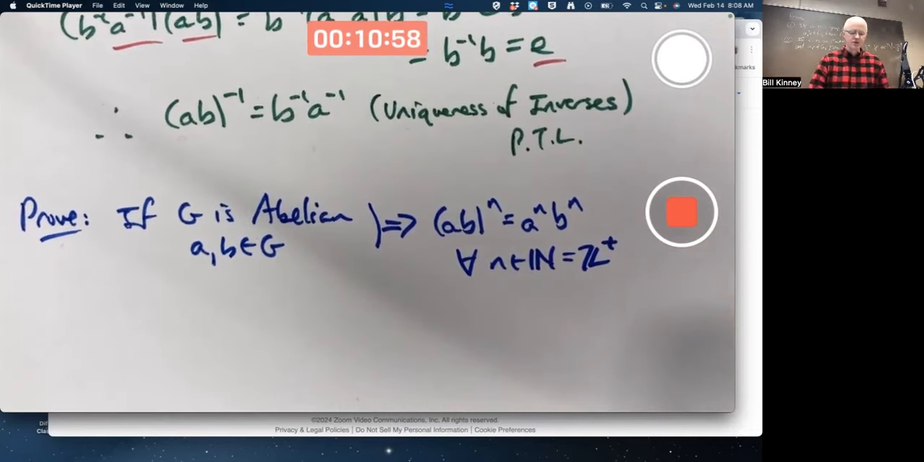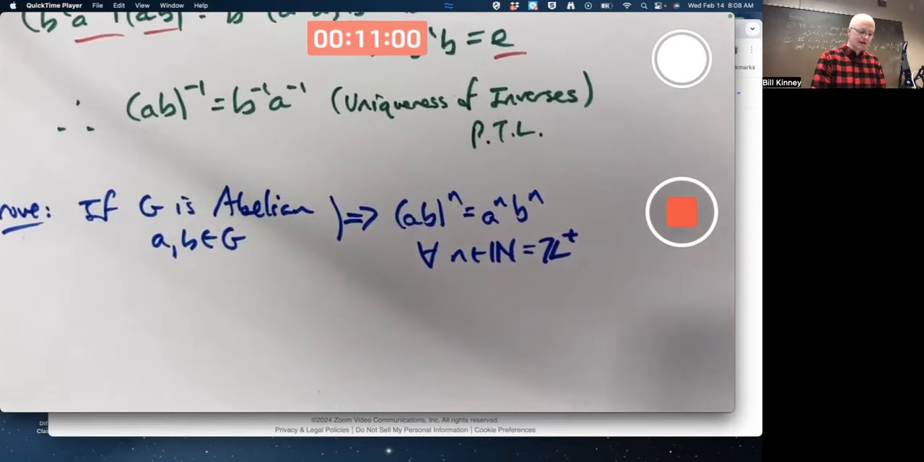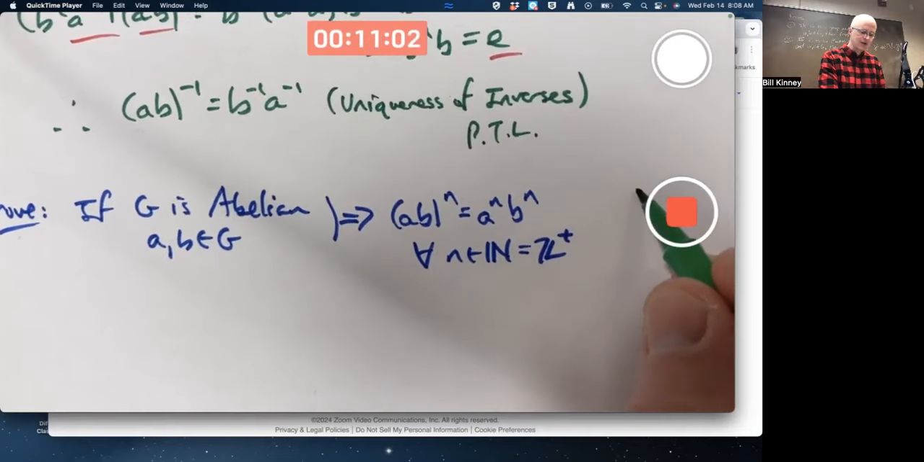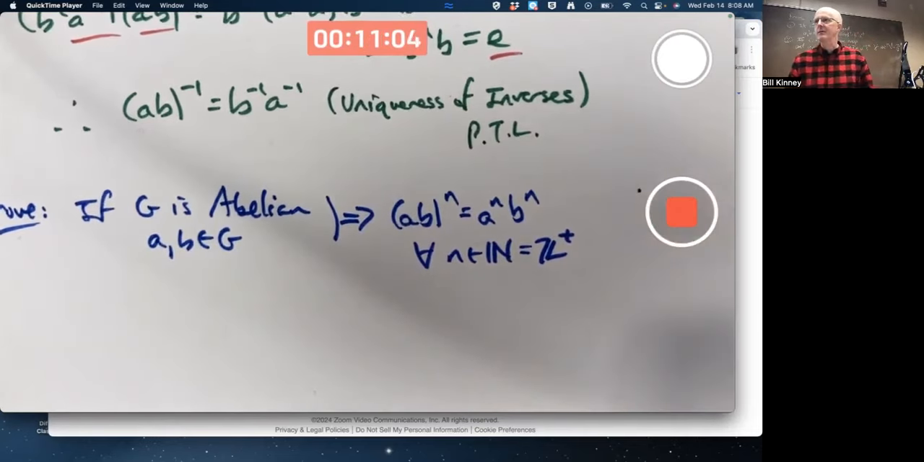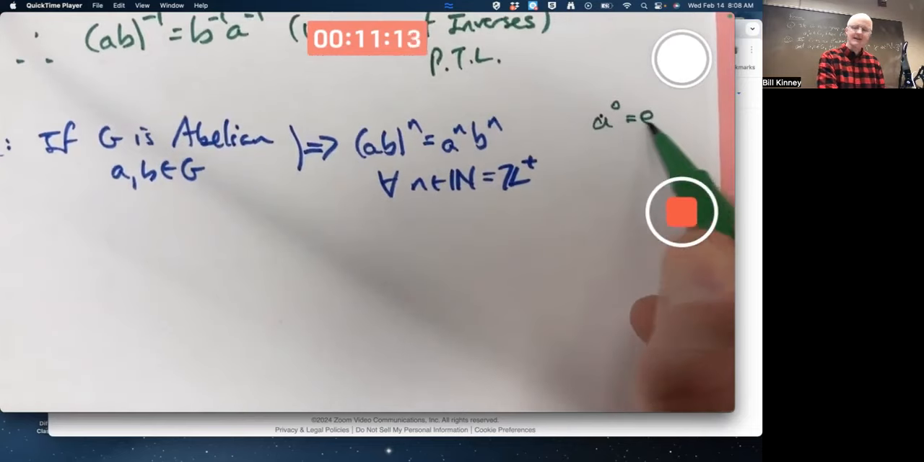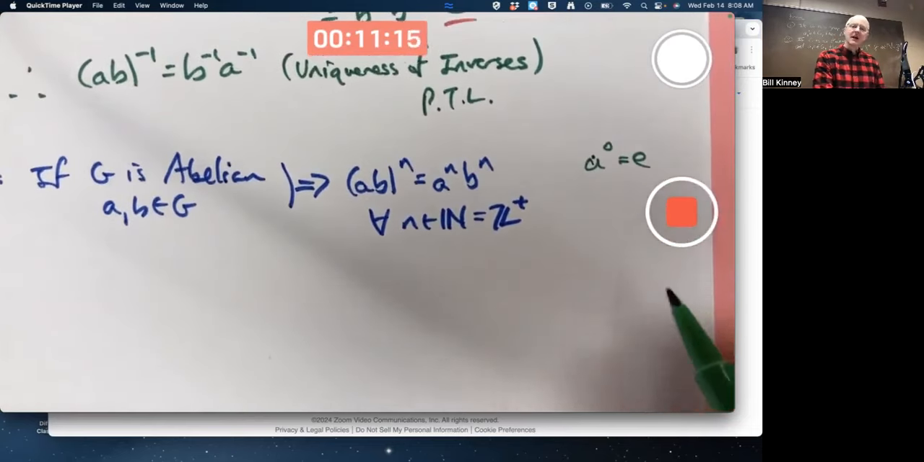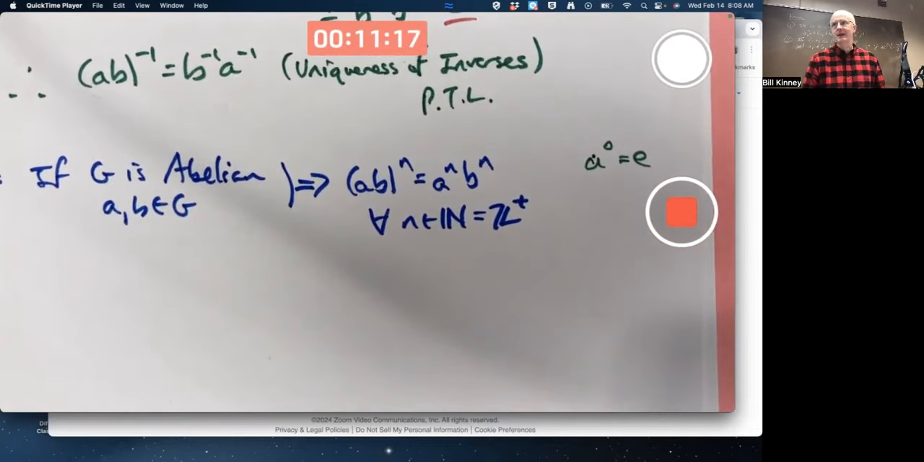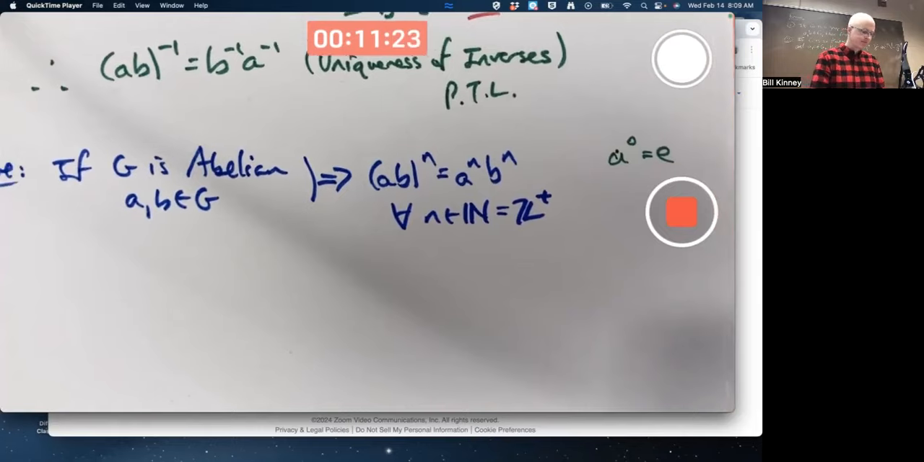It's actually trivial when n is 0, because by definition, just like any non-zero number to the 0 power is defined to be 1, any group element to the 0 power is defined to be the identity. It's also true when n is a negative integer, but just to keep things simple, let's just prove this for positive integers.